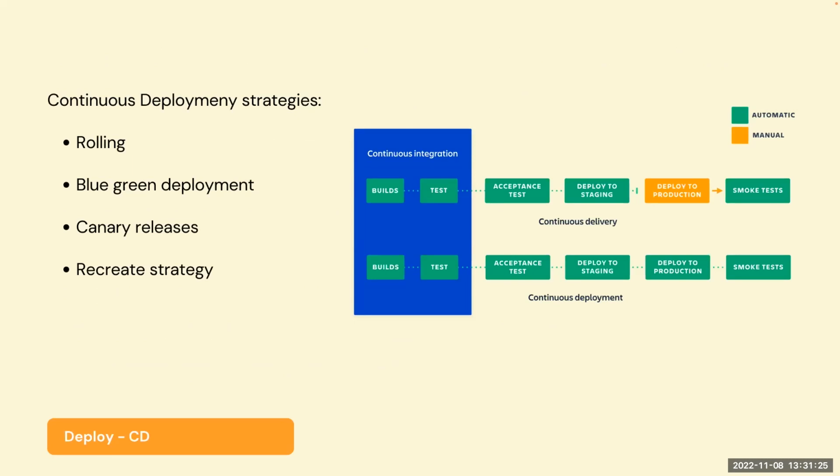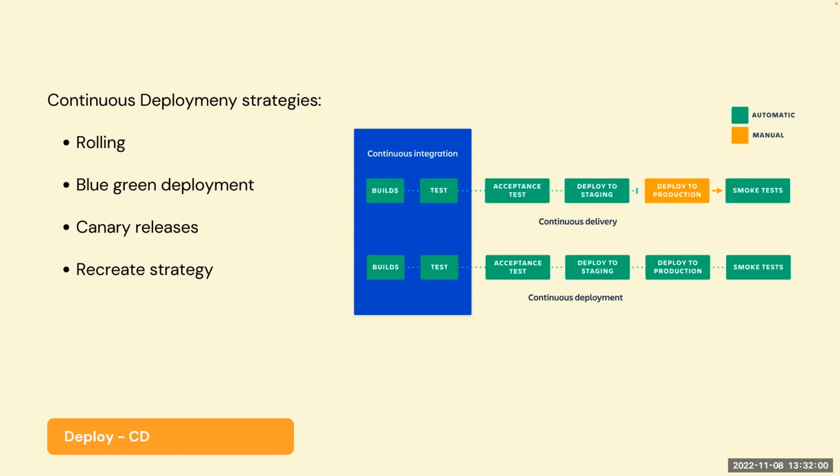Now let's come to continuous deployment strategy. Once you have built and tested your software, the next step is to deploy it, and there are multiple strategies for that. Rolling means it's going to do a rolling update. For example, if you have 3 replicas of your application, it's going to delete one of them and bring up a new one, and then do the second, so it does it more smoothly.